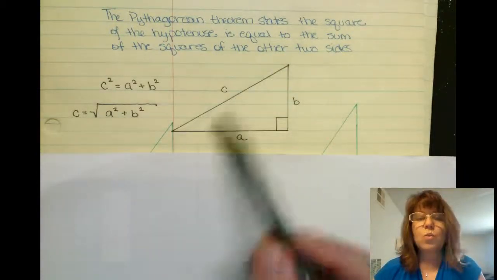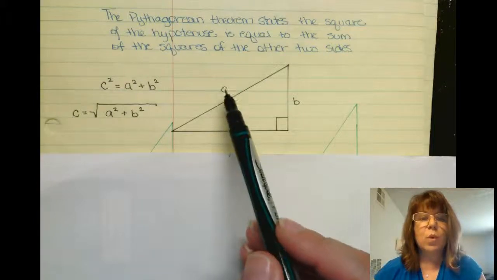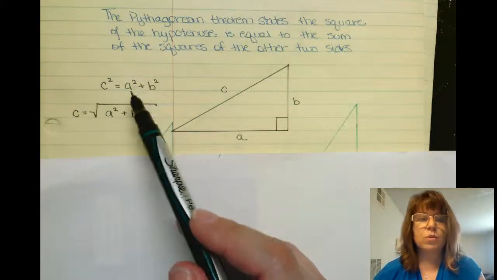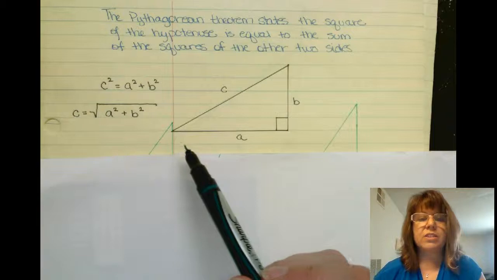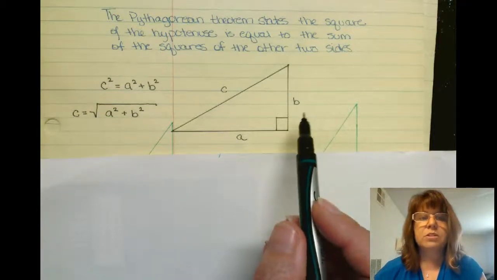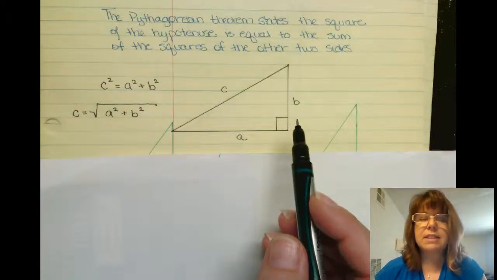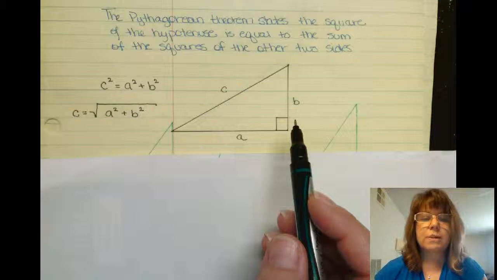is taking a right triangle, the hypotenuse squared, so C squared, will equal the sum of the other two sides squared, so A squared plus B squared. So the Pythagorean theorem is C squared equals A squared plus B squared.